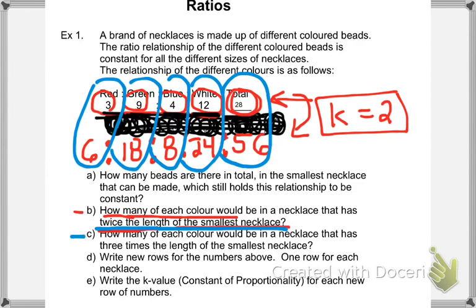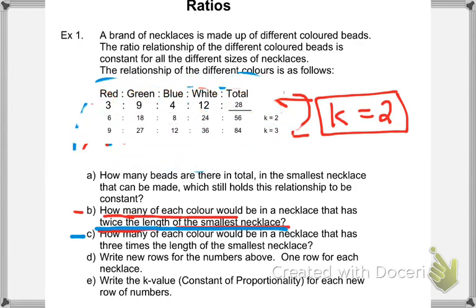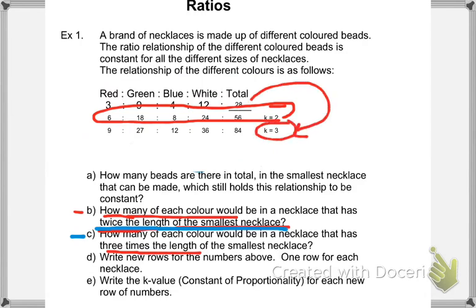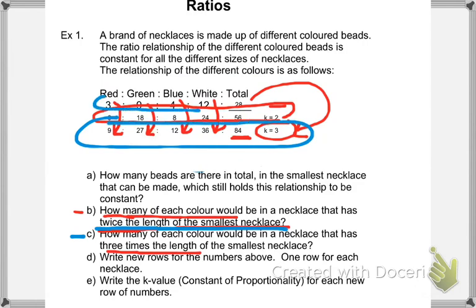So part C asks, how many of each color would be in a necklace that has 3 times the length of the smallest necklace? So let's erase all this. Now here you can see underneath I had when k equals 2, I have all your numbers here that we just found. So the next one says when you have 3 times the length of the first one. So you're going to multiply 28 times the k of 3 to get 84. And then 12 times 3 is 36, 4 times 3 is 12, 9 times 3 is 27, 3 times 3 is 9. So that's how we get a necklace that's 3 times the length of the original.